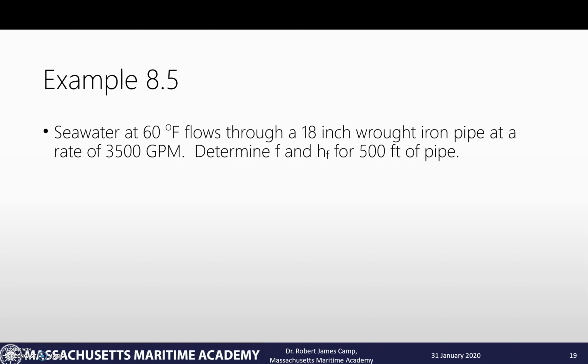Let us look up the properties of seawater, because we're going to need that for our equations. We can find the kinematic viscosity of seawater is 1.26 times 10 to the negative 5 foot squared per second. The first thing I want to do with any of these problems is calculate Reynolds number. So what do I need? Reynolds number based on diameter is VD over nu. I have diameter. I've looked up kinematic viscosity. What I do need, though, is the velocity.